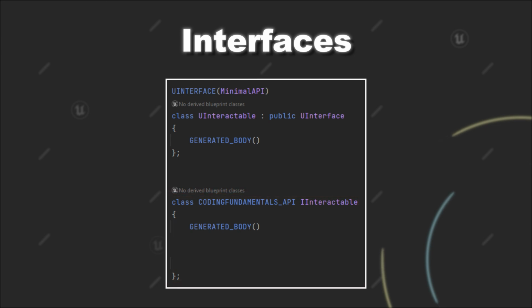Now, if you want to add functions to your interface, you have to put them in the second class. Today, we will only look at the usage of interfaces in C++. But next time, we will also check out how we can use C++ interfaces in combination with blueprints.